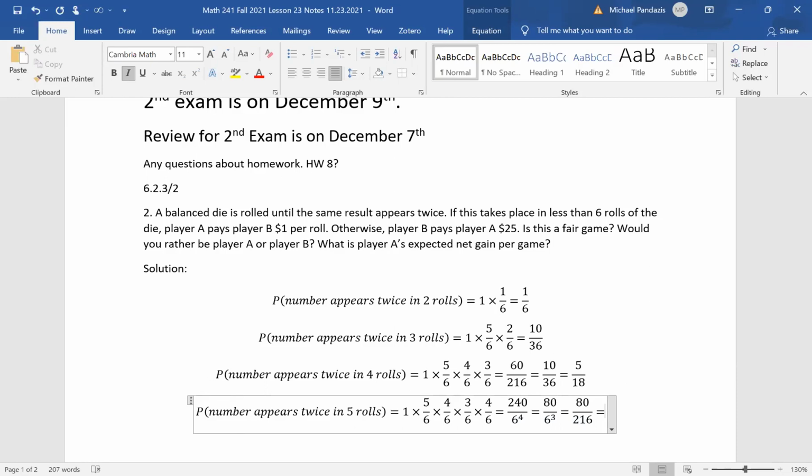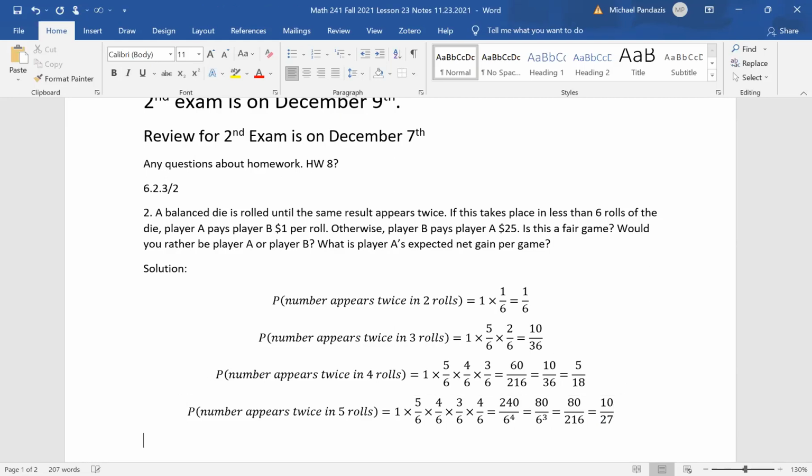And so you can simplify that. You divide by 8, and so you get 10/27. That's the probability that a number appears twice in 5 rolls.